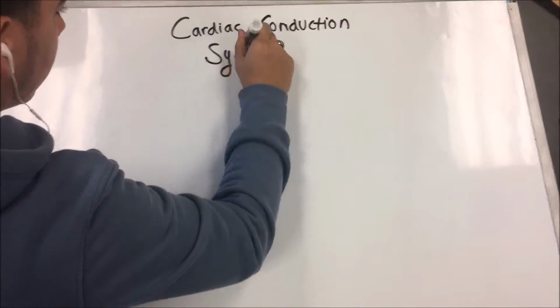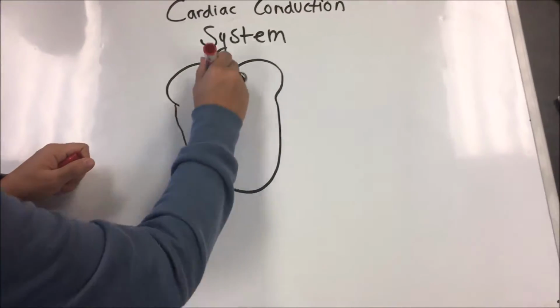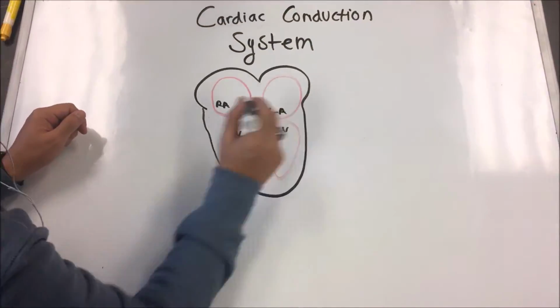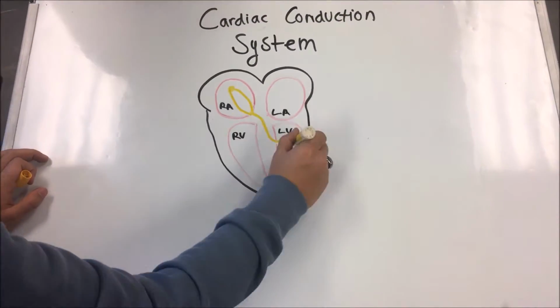Now we're going to be talking about the cardiac conduction system. The cardiac conduction system is a group of specialized cardiac muscle cells in the walls of the heart that send signals to the heart muscle, causing it to contract.